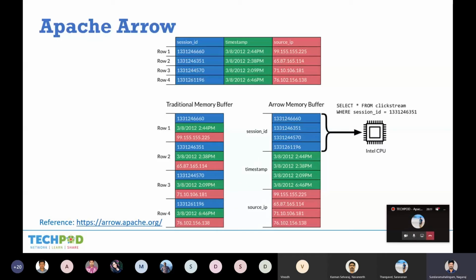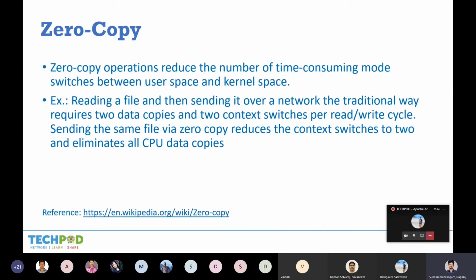That's where it faces conflicts on defining the data types. But if you read column by column, it can easily identify the data types. Okay, and what is zero copy? Like I said, if you are transferring data from one place to another over the network, it takes more data copies and more context switches. Okay, I'll explain what it is.